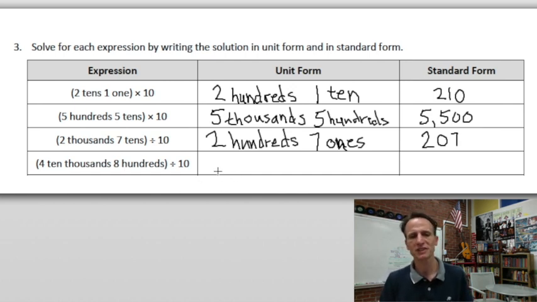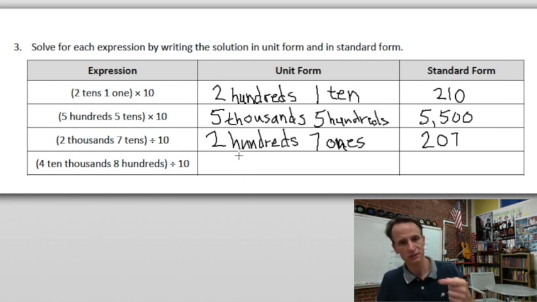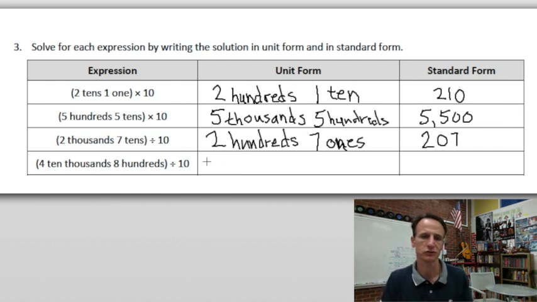All right, and the last one here, number 3, we are dividing by 10 again. So we have 4 10,000s divided by 10. Just taking those 4 discs in the place value chart of your mind, moving them down a place to what comes before 10,000s? Thousands. So 4 thousands.